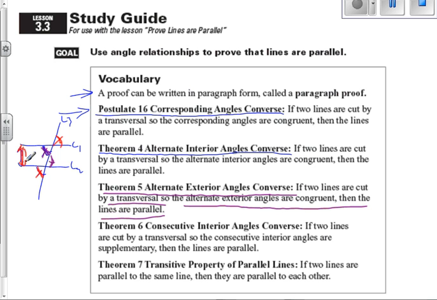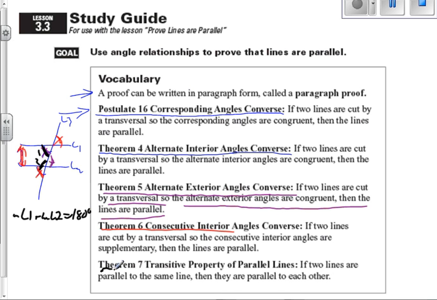And then Theorem 6 down here, the consecutive interior angles converse: if two lines are cut by a transversal so that the consecutive interior angles are supplementary, then the lines are parallel. These are my consecutive angles, and we'll call them 1 and 2. If the measure of angle 1 plus the measure of angle 2 is equal to 180 degrees, that means they're supplementary. If they are supplementary, then those two lines are parallel.